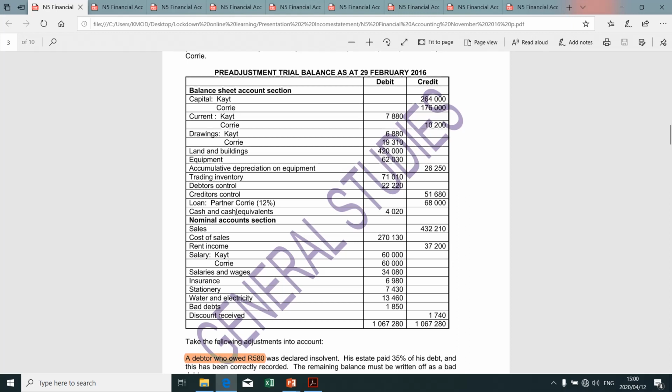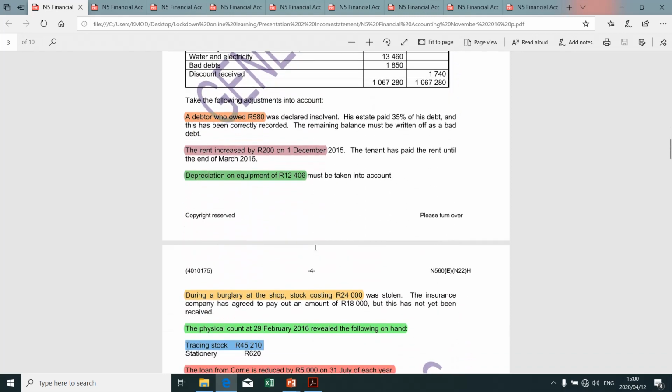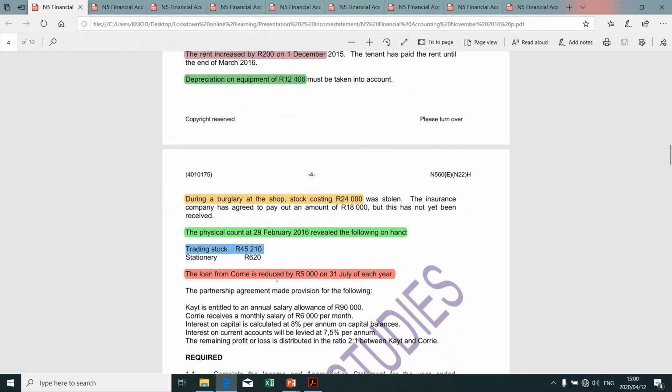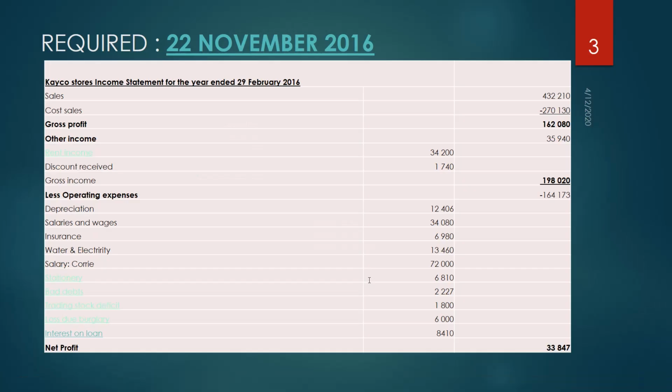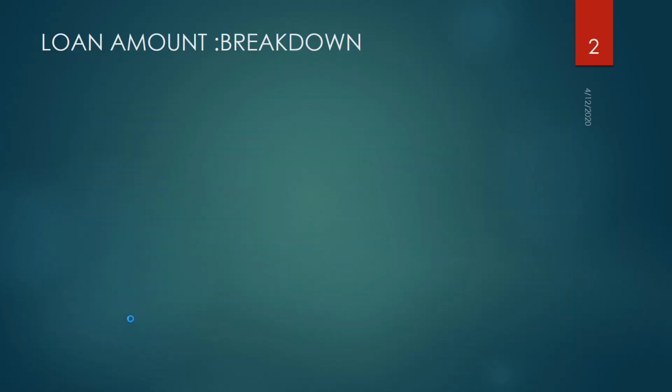However, in order to calculate it, you're going to have to apply the interest rate given to the capital portion of the loan. What you need to take into account is the fact that there was a repayment on 31 July 2015. I'd like to take you to the calculation. Let's quickly go to the calculation. So that calculation relates to the interest on loan.